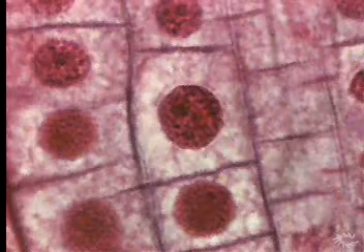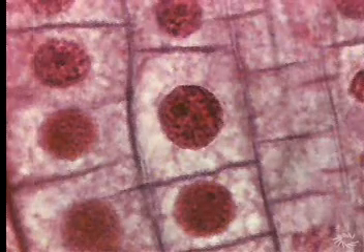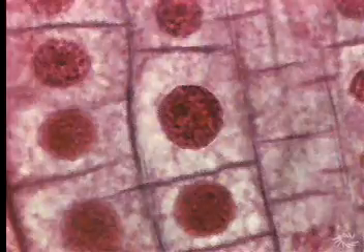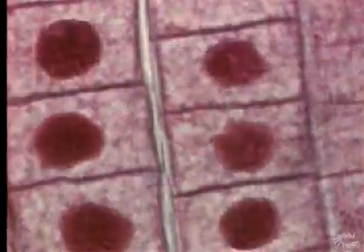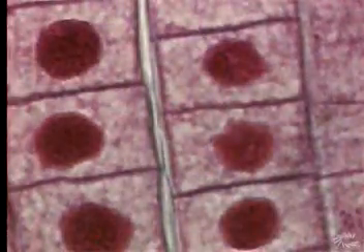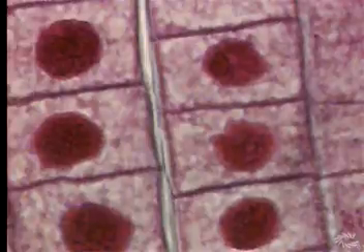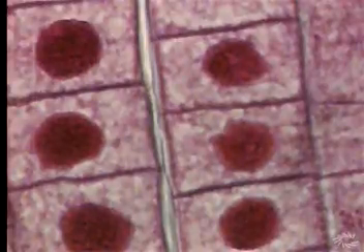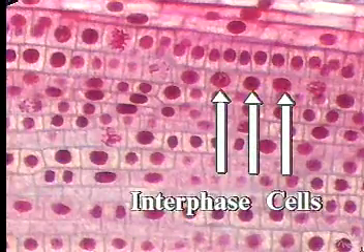Because the events that occur in interphase allow mitosis to take place, let us begin our examination of mitosis by taking a closer look at interphase cells. Interphase is defined as the period of a cell's life cycle between one mitosis and the next mitosis, the period of cell growth. As can be seen in this microscopic image of an onion root, some cells are dividing, but the nuclei of most of the cells are round and intact.